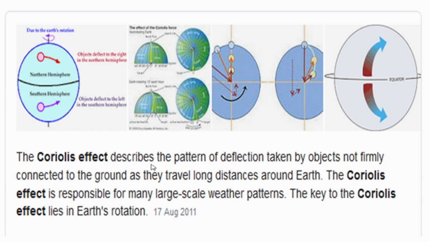The Coriolis effect describes the pattern of deflection taken by objects not firmly connected to the ground as they travel long distances around Earth. The Coriolis effect is responsible for many large-scale weather patterns. The key to the Coriolis effect lies in Earth's rotation, di ba? Yung Earth natin, say for instance, this is the Earth.